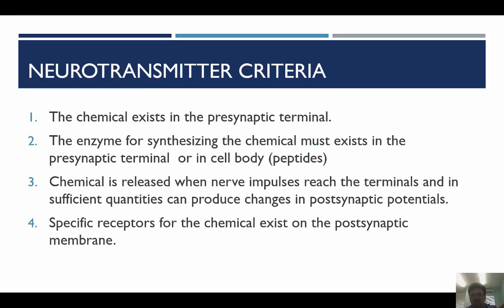Now, there are a number of criteria that allow a substance to be called a neurotransmitter, and they're just listed on these pages for you. These are very self-explanatory. Number one, it must exist in the presynaptic terminal, and that just makes total sense. If it doesn't exist there, then how can it be a neurotransmitter? Number two, the enzyme for making it must be within the presynaptic terminal. Number three, it must be released when a nerve arrives at the presynaptic terminal. Number four, there must be receptors for it to bind with on the postsynaptic membrane. Again, these are very self-explanatory, but they allow us to determine whether a new substance actually functions as a neurotransmitter.